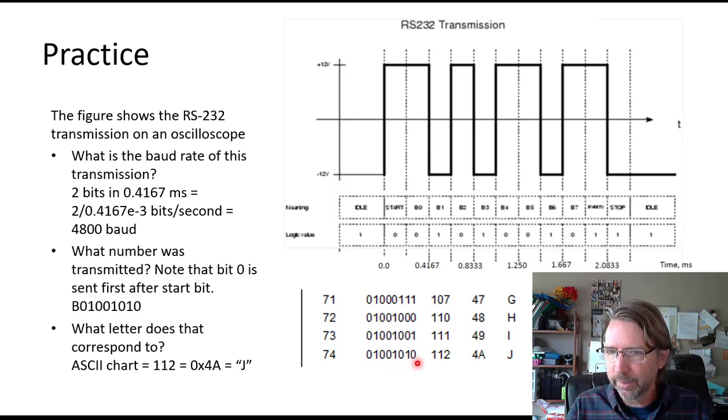So if you write them out in the order that they come out, you get this binary number, 0, 1, 0, 0, 1, 0, 1, 0, because we start from bit 0 and go to bit 7. That's the binary representation. That's 112 in decimal, or 4A in hexadecimal. And according to the ASCII table here, that's capital J. So that's asynchronous serial, or a UART.